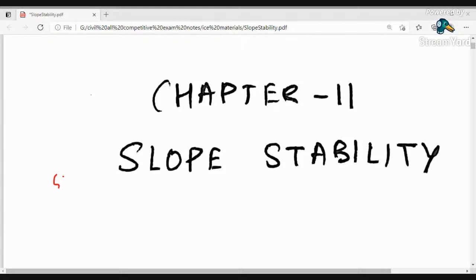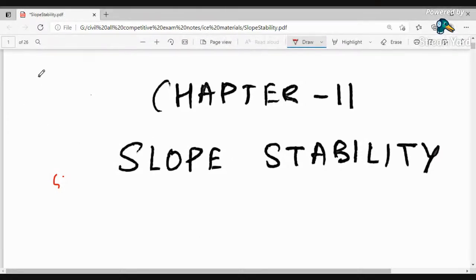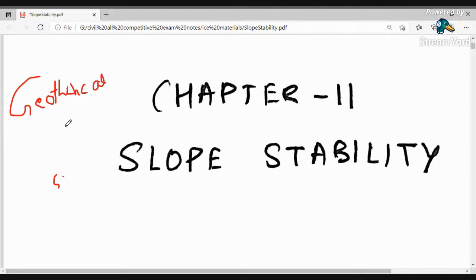Now we'll try to discuss slope stability. Slope stability is an important chapter from geotechnical engineering. So MCQ questions come from this particular chapter. So today we will discuss this particular chapter, that is slope stability. Okay.